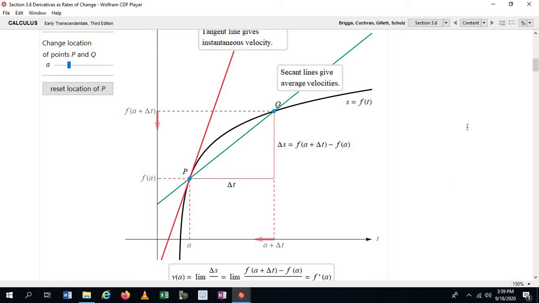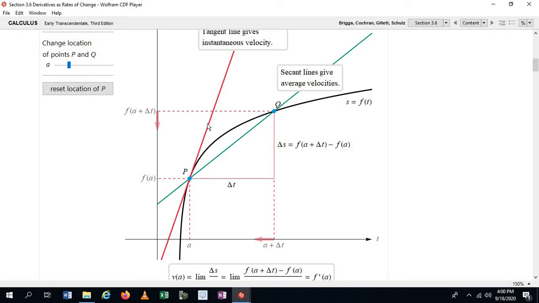Okay, let's turn our focus towards finding the instantaneous velocity of the object at a moment in time. So let's say we wanted to find the instantaneous velocity of the object right at this time t is equal to a. So at this point P. Well, the instantaneous velocity of the object at this point is simply the slope of this tangent line to the function at this point when t is equal to a.